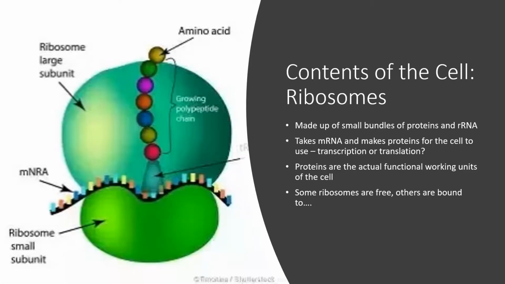So if you recall, ribosomes are made up of small bundles of both proteins and specially made RNA for ribosomes, rRNA. rRNA is made in the nucleolus. The job of the ribosome, again, as we've previously discussed when we talked about translation, is to take mRNA and make proteins for the cell to use.